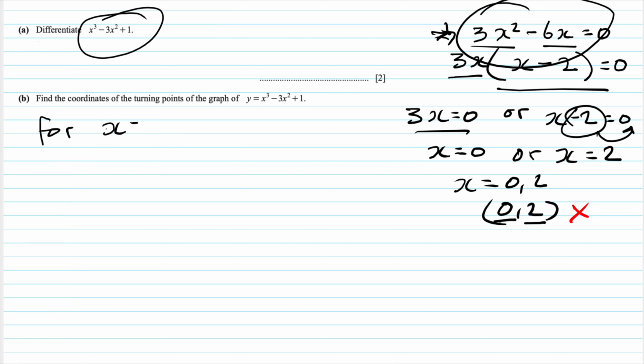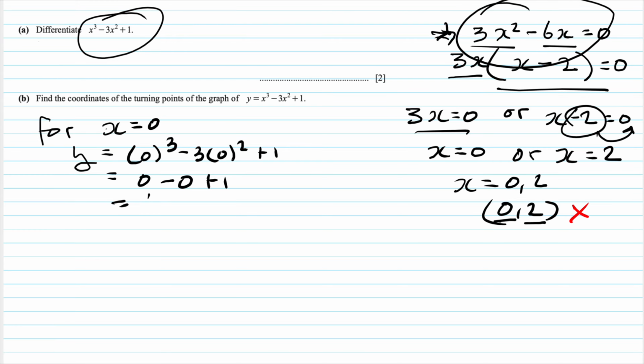So for x equal to 0, first of all, we have that y is equal to 0 cubed minus 3 times 0 squared plus 1. So this is 0 minus 0 plus 1. So it means that y is equal to 1. So where x is equal to 0, y is equal to 1. This is the first coordinate.